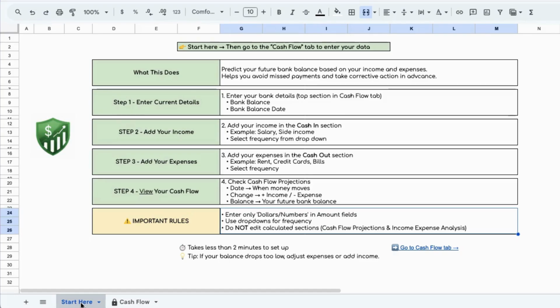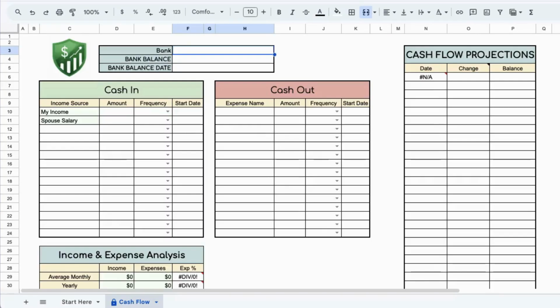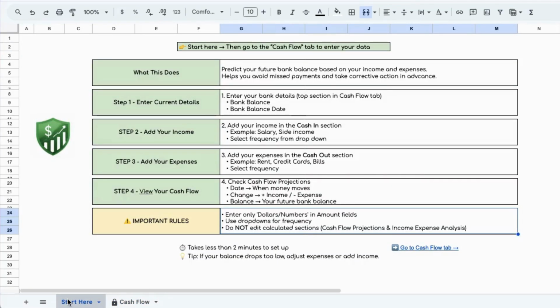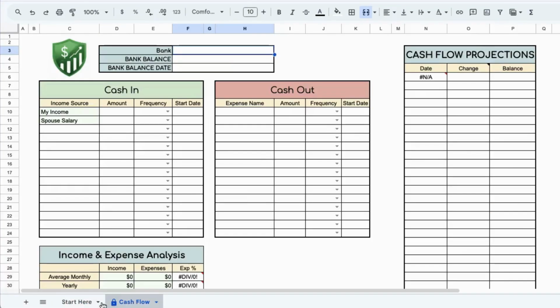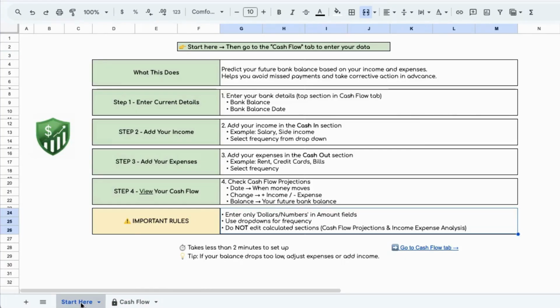In this demo, I'll show you how you can clearly see where your money is going before it becomes a problem. When you open the sheet, you'll see two tabs, Start Here and Cash Flow. The Start Here tab walks you through everything step by step.